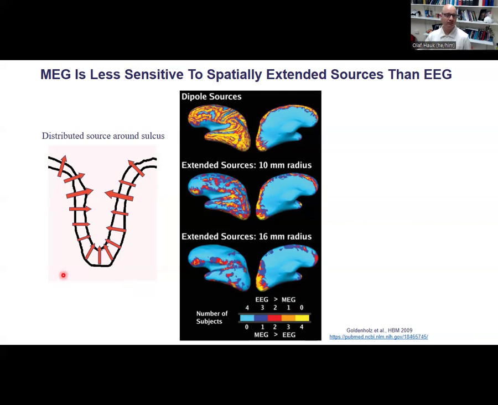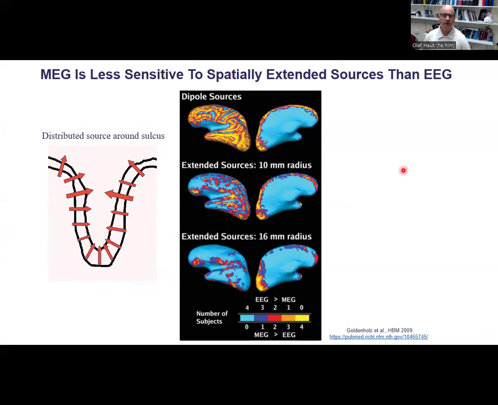For EEG, it's also true that the tangential sources cancel each other out, but the radial sources are actually what EEG specializes in. So you will still see those with EEG, either those here at the top of the gyri or at the bottom of the sulcus. So luckily, something is left for EEG to measure. And that's why MEG is less sensitive to extended sources compared to EEG. And this can have practical consequences.